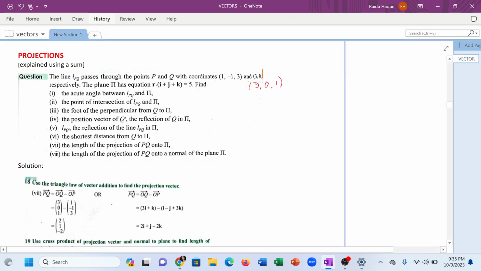Now, our main concern over here is the last two sections. To understand projection, we are mainly going to deal with these two sections, which are the length of projection of PQ onto the plane and the length of projection of PQ onto the normal of the plane. So what do they mean and how do they differ, right?